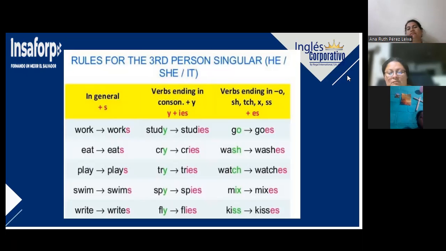Por ejemplo, work, he works. She eats. Daniela plays. Carlos swims. Antonio rides. Entonces, el verbo es el mismo, pero solo que le agregamos una S. Entonces, a la mayoría de verbos se les va a agregar eso. Pero cuando los verbos terminen en una consonante, como están las vocales y las consonantes.